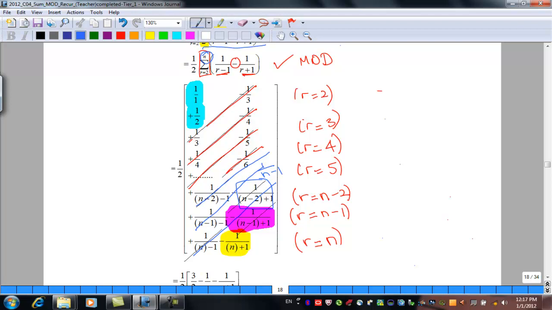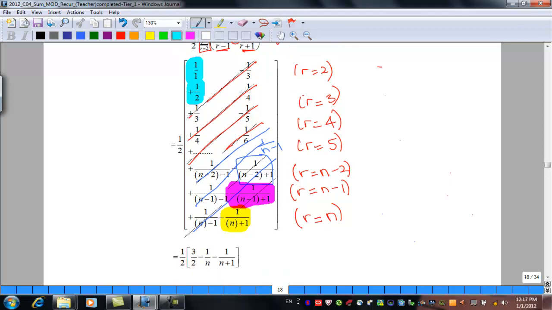So therefore, the terms that I'm going to have left would be 1 over 1 plus 1 over 2, which is going to give me 3 over 2, subtract 1 over n, and subtract 1 over n plus 1. So this would be my final answer. Okay, and that's it for example 8.